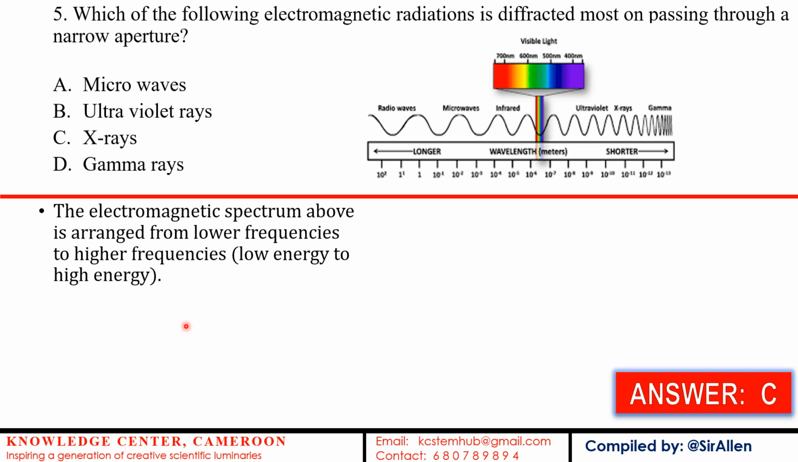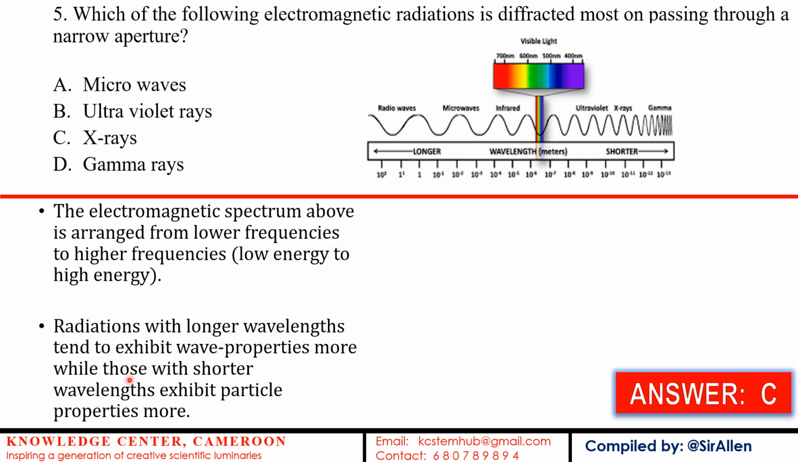But I've given some notes here. The electromagnetic spectrum above is arranged from lower frequencies to higher frequencies. Lower frequencies mean longer wavelength. Low energy to high energy. Of course, if your frequency is low, it means that you have low energy. Radiations with longer wavelengths tend to exhibit wave properties more, while those with shorter wavelengths exhibit particle properties more.